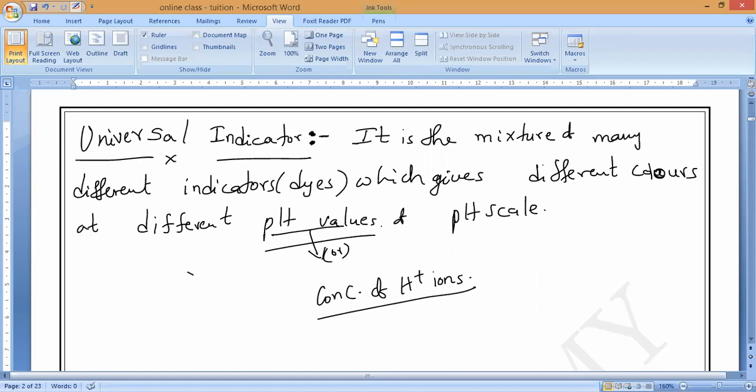Both are same. You understand? This will also come as an MCQ. For example, they will ask you, what do you mean by universal indicator? It gives different colors at different pH values, or different colors at different concentrations of OH minus ions, or different colors at different pH values of both H plus ions and OH minus ions, or none of the above. What is the correct answer? Not both. Only H plus ions. That is what you have to remember.